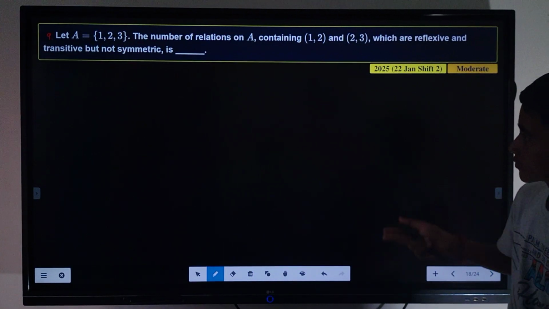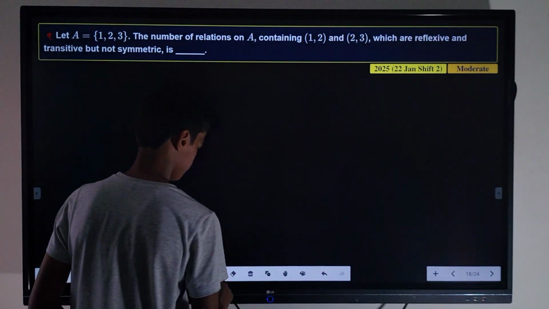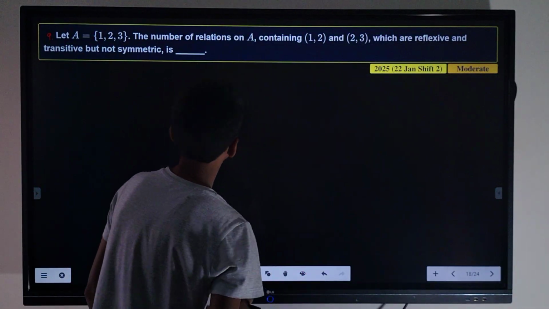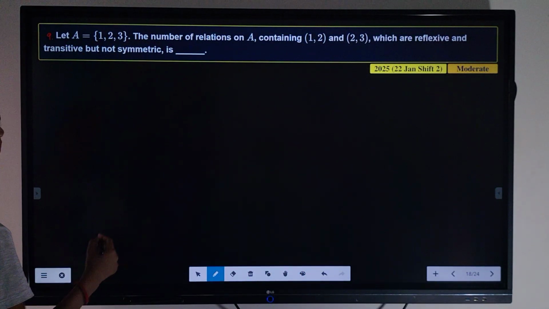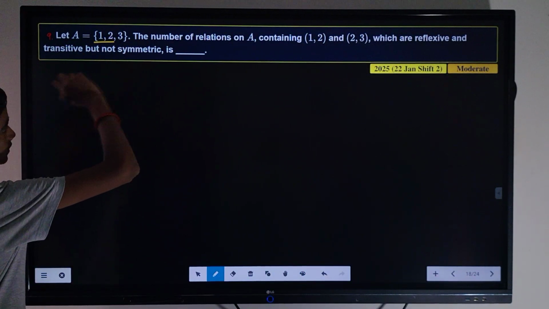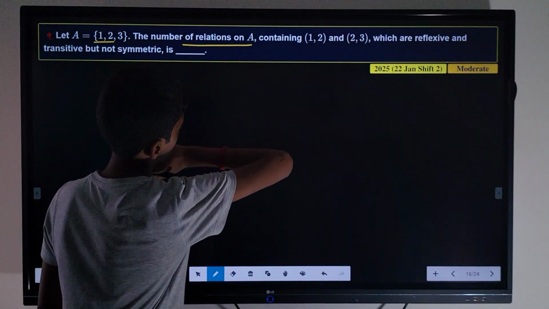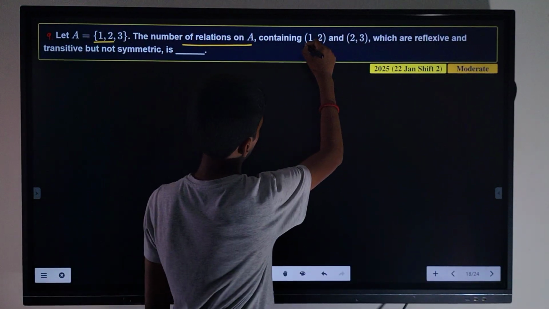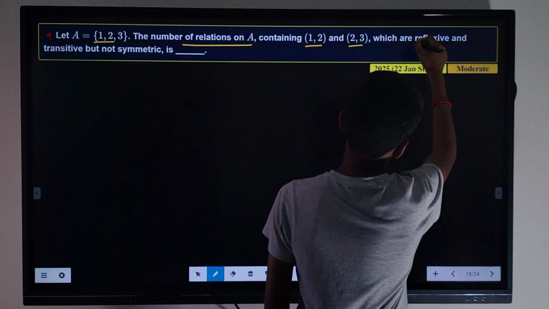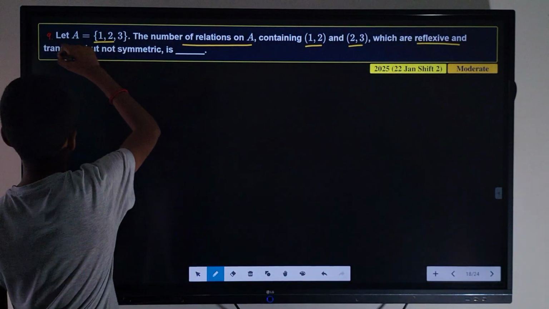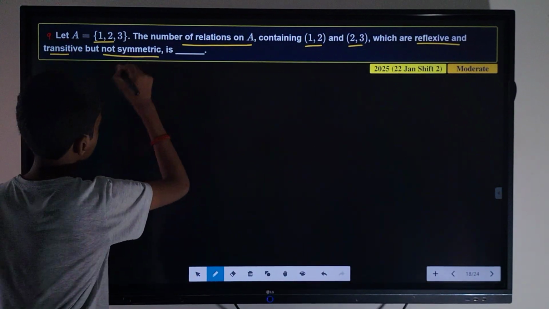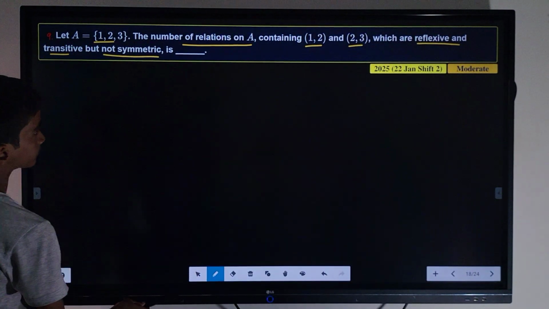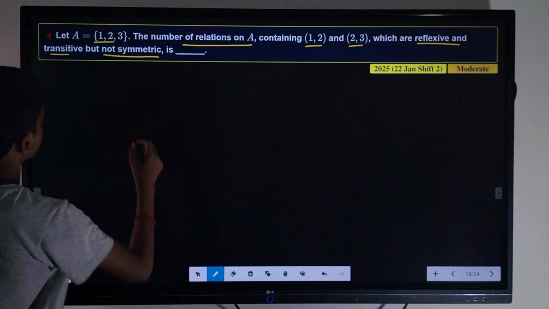Here is the next question now. Our question says that A is equal to this set. The number of relations on A containing 1, 2, 3, which are reflexive, transitive but not symmetric. Now here we are going to make columns.